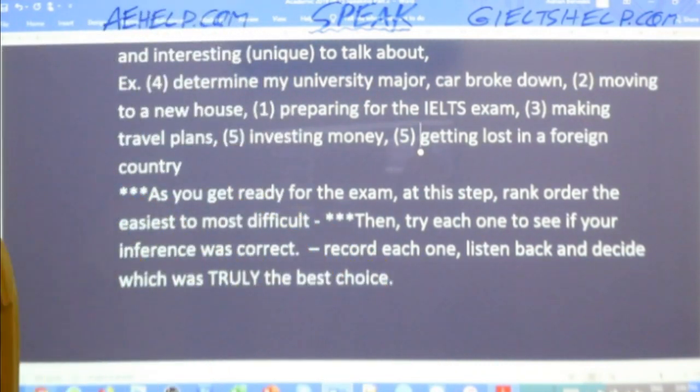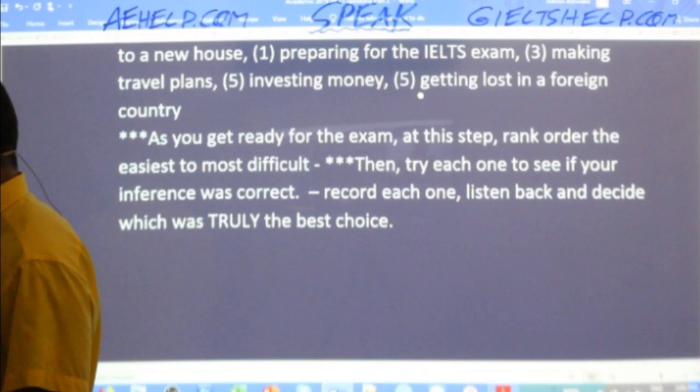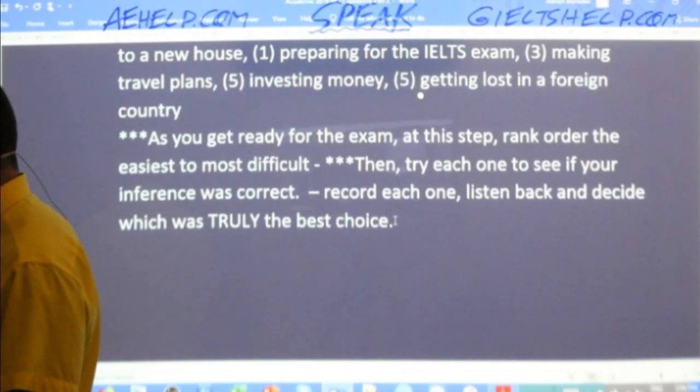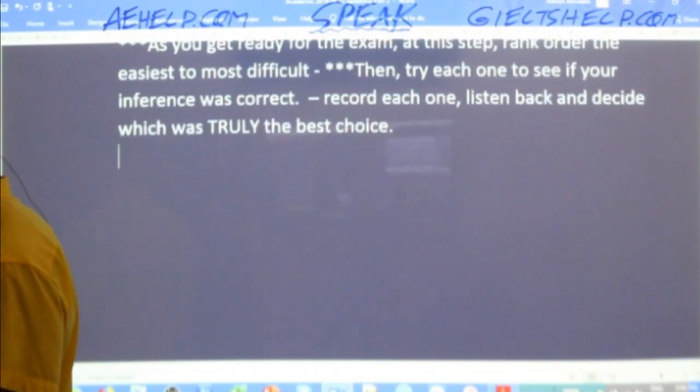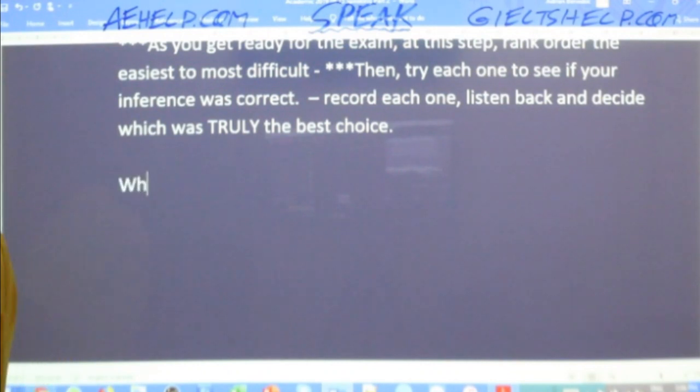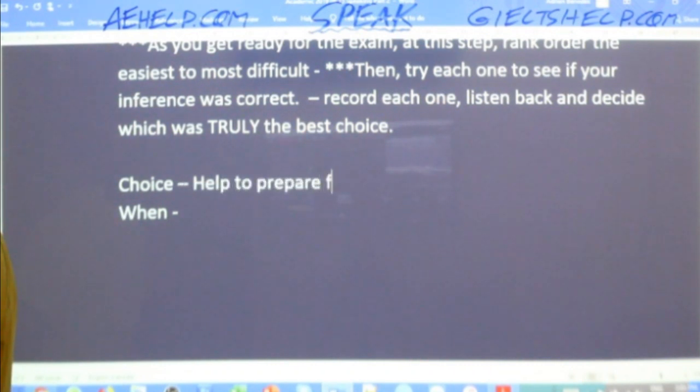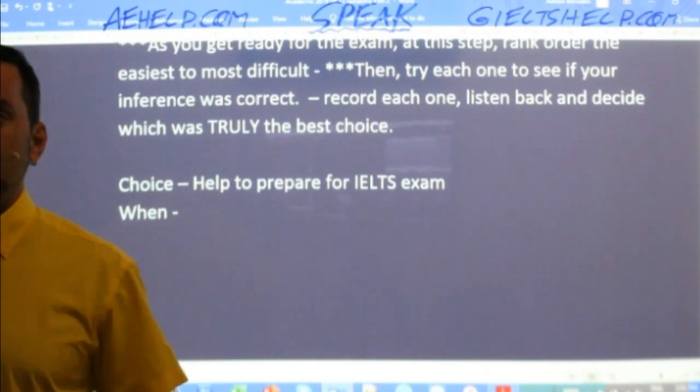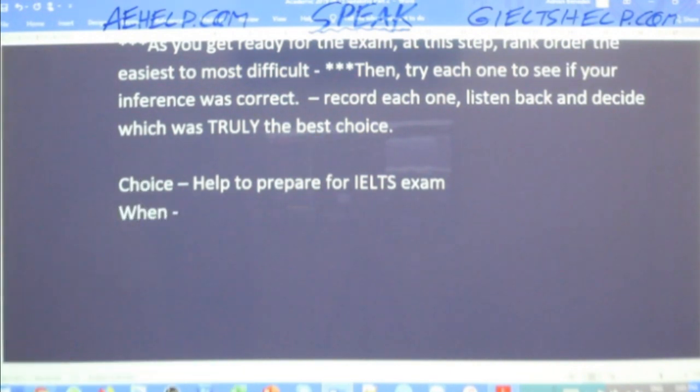So now we need to take some notes, of course. So when were you preparing for the IELTS exam? So our choice is the IELTS exam. Okay. So give me some notes, members. Okay, when did you need to do this? So when did you get this help?